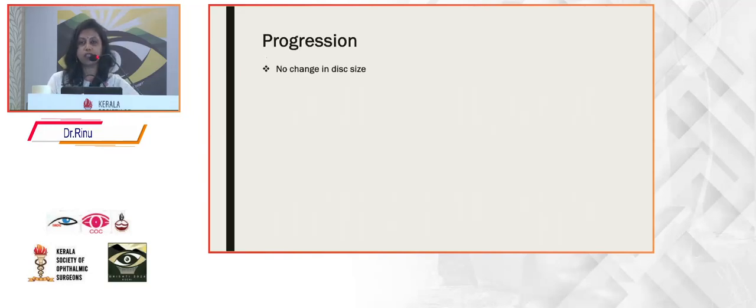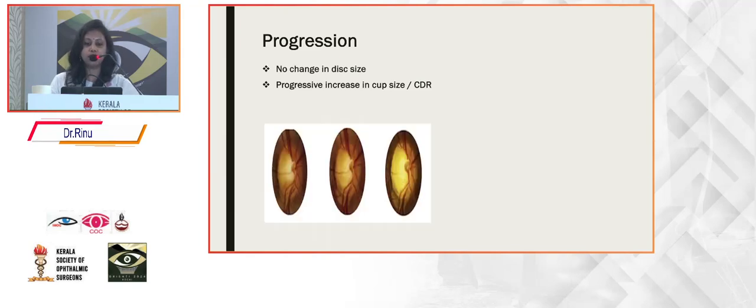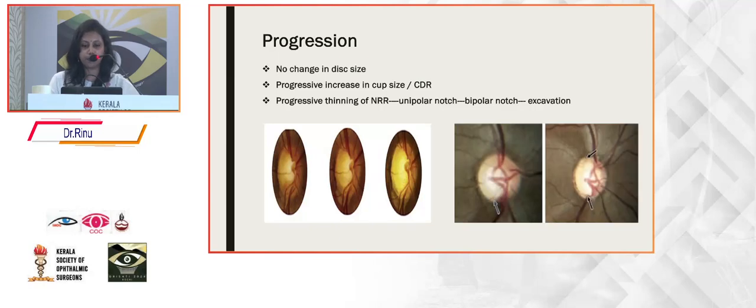So as far as progression is concerned, there will not be any change in the size of the disc, but there will be progressive increase in the size of the cup, or the cup disc ratio. Why? Because there is progressive thinning of the neuroretinal rim, initially maybe in the form of a unipolar notch, followed by a bipolar notch and an excavation of the rim.